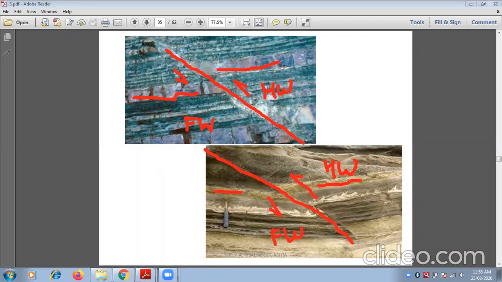Or you can clearly imagine here in the bottom layer, which is in the dark black color, this layer is moving towards the upward direction, this black layer moving towards the downward direction. So the block which is moving towards the upward direction is the hanging wall, and the block which is moving towards the downward direction is the footwall. So such a type of fault, in which the hanging wall moves towards the upward direction and the footwall moves towards the downward direction, is the reverse fault.